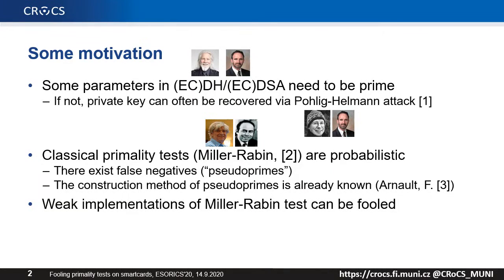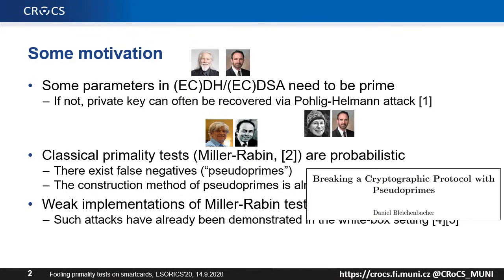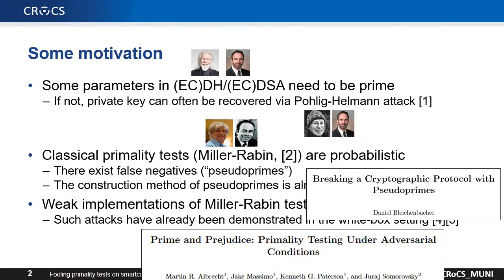There are, in the wild, weak implementations of the Miller-Rabin test, and these weak implementations can be fooled. It was shown in 2008 by Daniel Bleichenbacher and more recently by a group of researchers against a variety of different libraries in 2018.